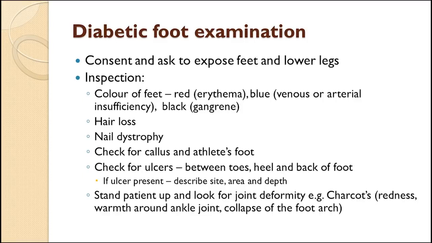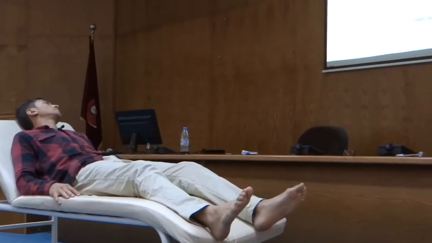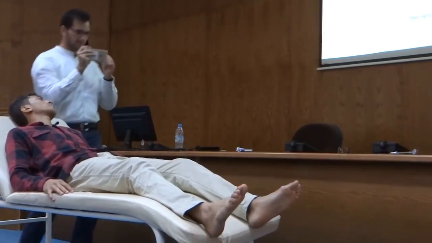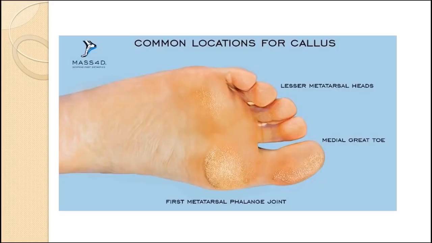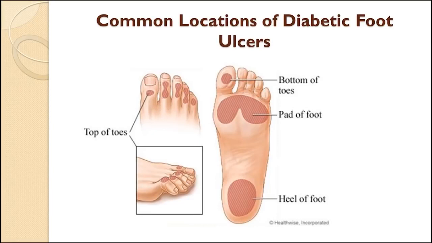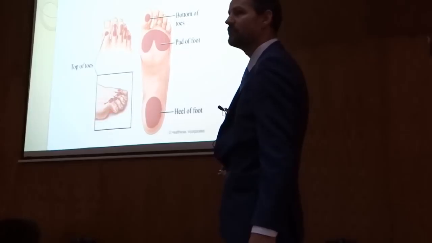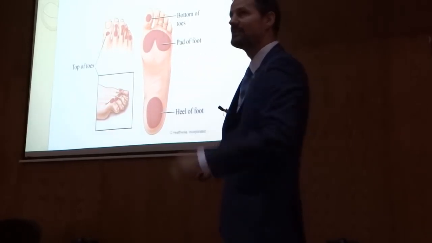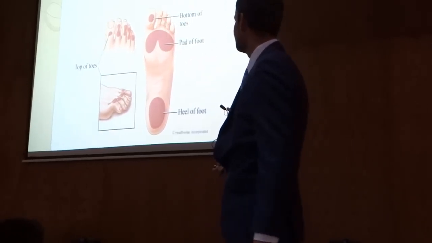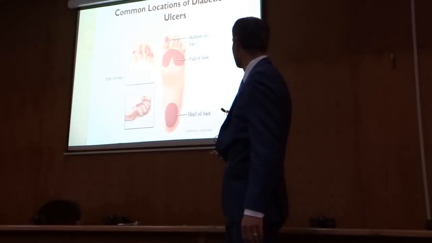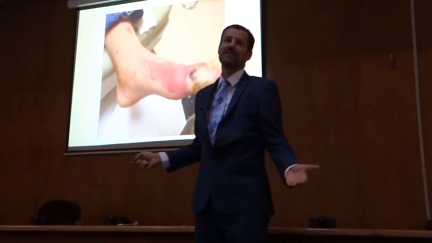So this is just to say this is where the callus formation is, along here, tips of the toes. These are common places to get callus formation. Again, diabetic foot ulcers in the same places, wherever you've got friction. The pad of the foot, the bottom of the toes, the heel of the foot, the dorsal of the toes here. And you see this claw toe here? That's a risk factor for ulcers because it's rubbing against the shoe.